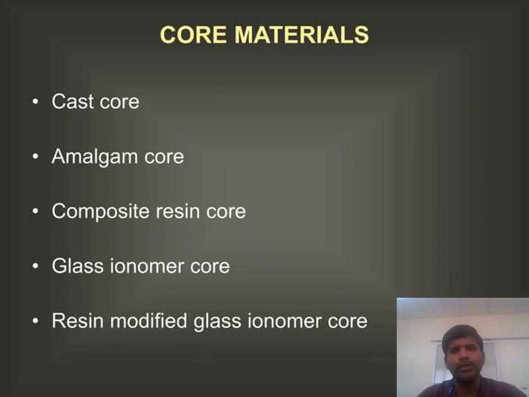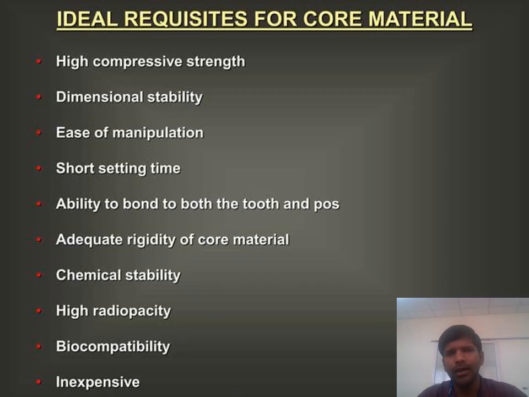Coming to the core materials, it includes cast core, amalgam core, composite resin core, glass ionomer core, resin modified glass ionomer core. Ideal requisites for the core material are: it should have high compressive strength, it should be dimensionally stable, it should have ease of manipulation, and it should have short setting time and the ability to bond to both the tooth and the post, and adequate rigidity with chemical stability and high radiopacity, and it should have biocompatibility, and it should be inexpensive.